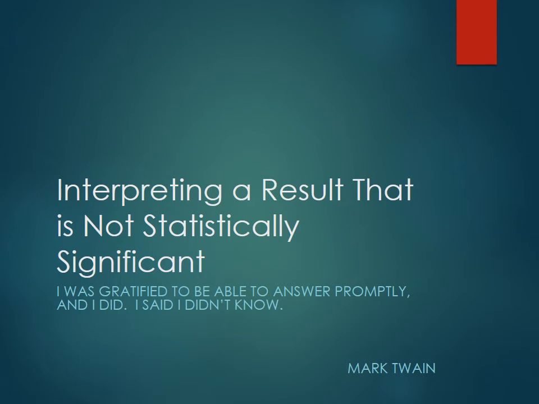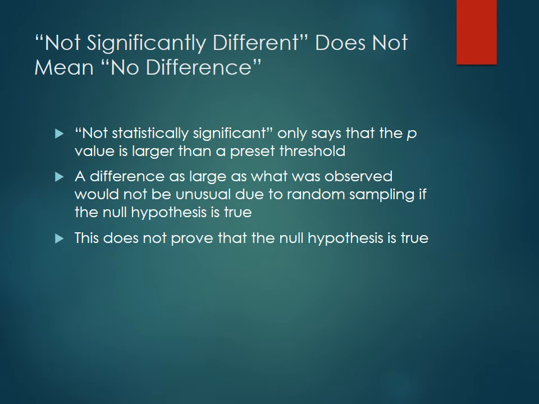Now, looking at interpreting results that are not statistically significant. Just because something is not statistically significant does not mean that there's no difference between the groups. It just means that the data that we have could not support us rejecting the null hypothesis.